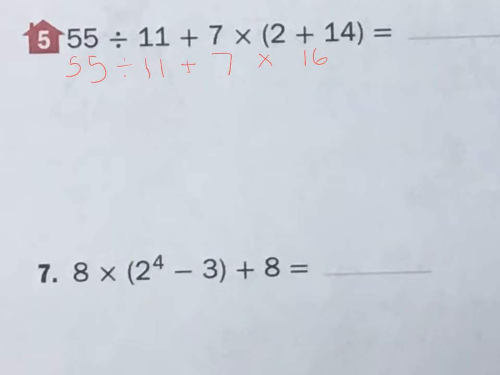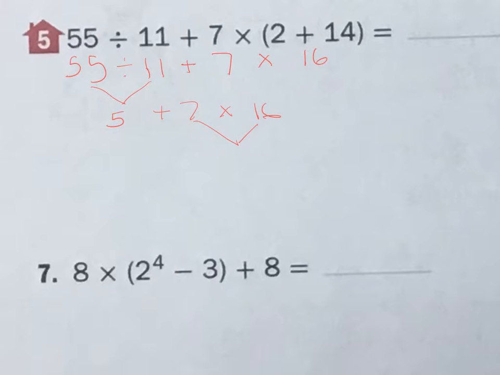So now I do multiplication, division. I go left to right. Here's a division. So 55 divided by 11 is 5. Bring everything else down. Okay, now I check for any more multiplication or division. I do have another. Here's a multiplication.